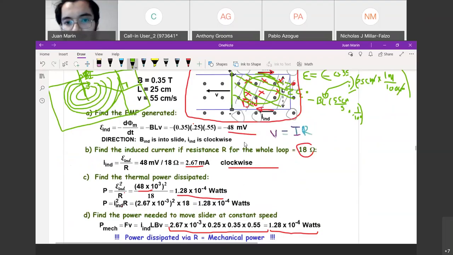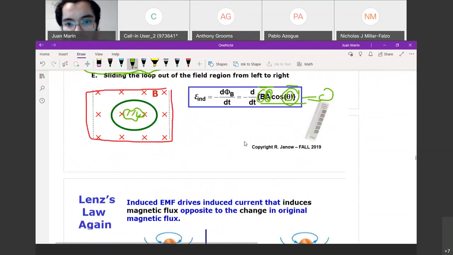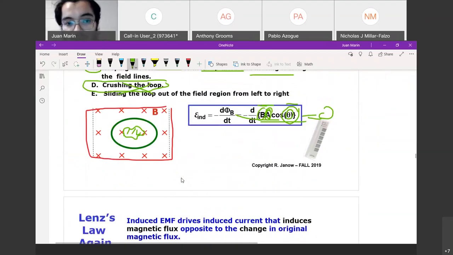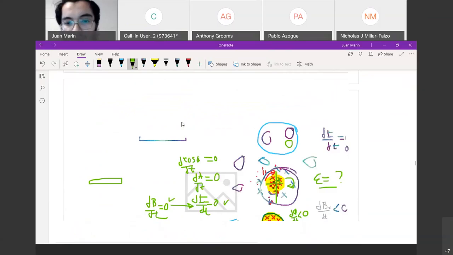Some conducting metal. And then this rod is moving at a speed. So the speed is changing the total area, so dA/dt is greater than zero. For this example, we saw that there's no change, because we're moving the loop along the field lines and nothing's happening. The area is the same, the angle between the normal area vector and the magnetic field vector is the same, and the magnetic field is uniform.